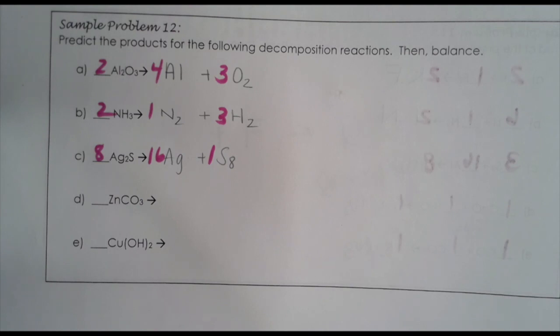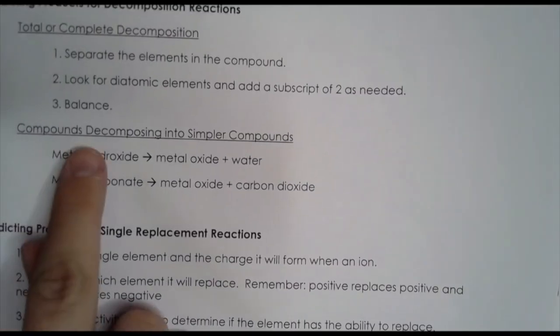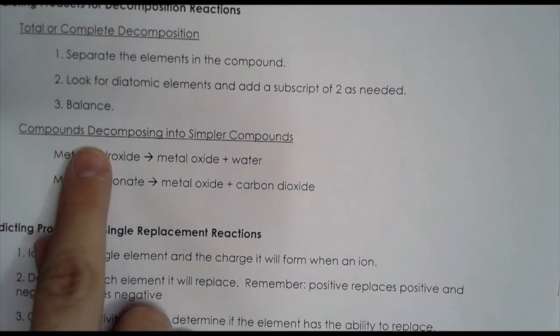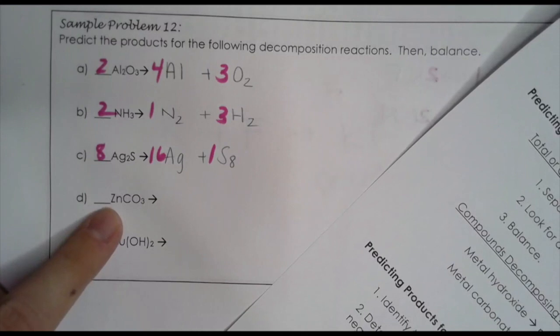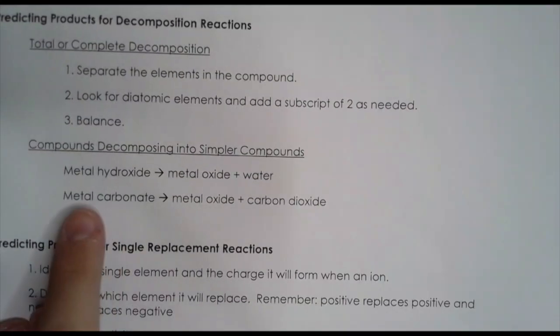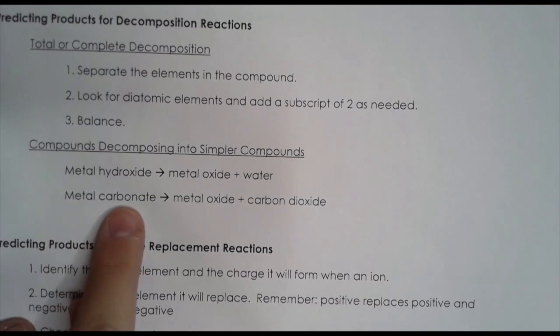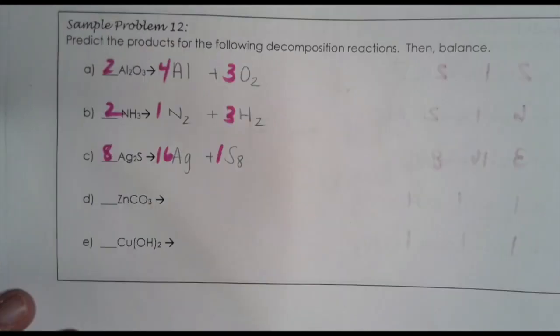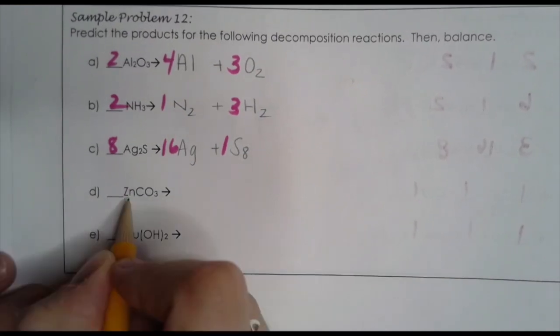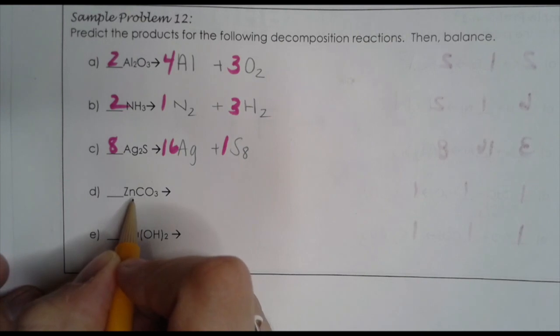D, so this looks similar to those synthesis ones that we talked about. This is when you have a compound that's decomposing into a more simple compound. For D, I have a metal carbonate. Metal carbonates decompose into metal oxides and carbon dioxide. So one of my products is going to be a metal oxide, which in this case is zinc oxide.